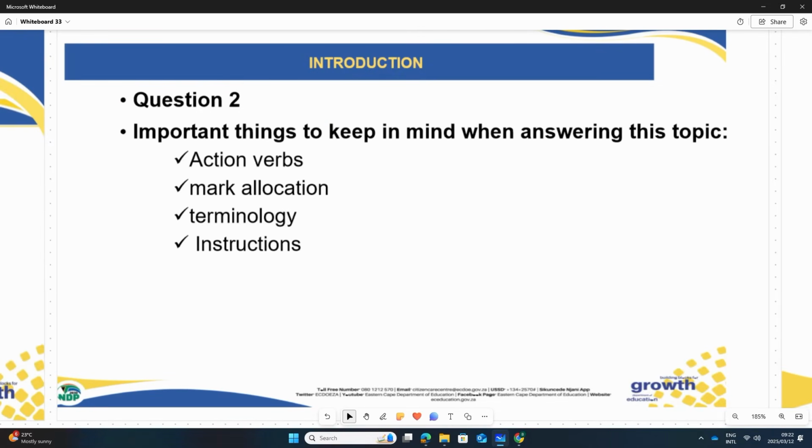However, before I can unpack today's lesson, I want to highlight a few important things that you need to keep in mind when answering this question. This is question 2 of the grade 12 question paper, and it is out of 40 marks. When answering this question, you need to pay attention to the action verbs. Your responses should adhere to the action verb. For example, if the question says you must define the concept, pay attention to the mark allocation. The length of your responses should correspond with the mark allocation.